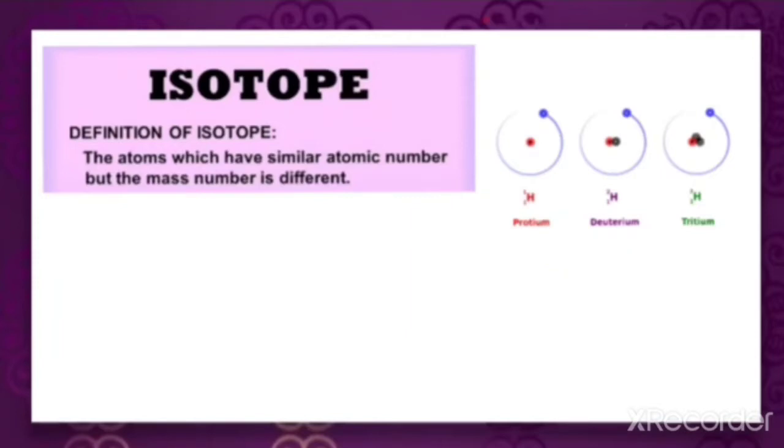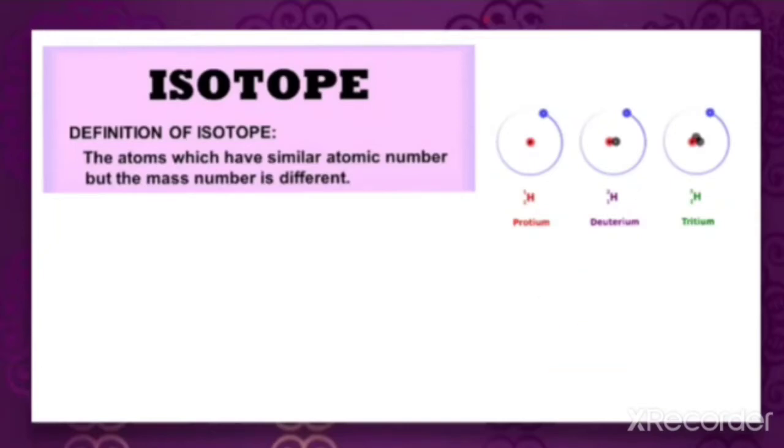When we look at the atomic representation given here, in the case of protium, the atomic number is 1 and the mass number is also 1. In deuterium, 1 is the atomic number and 2 is the mass number. In tritium, 1 is the atomic number and 3 is the mass number. These are atoms of the same element because they are all atoms of hydrogen.